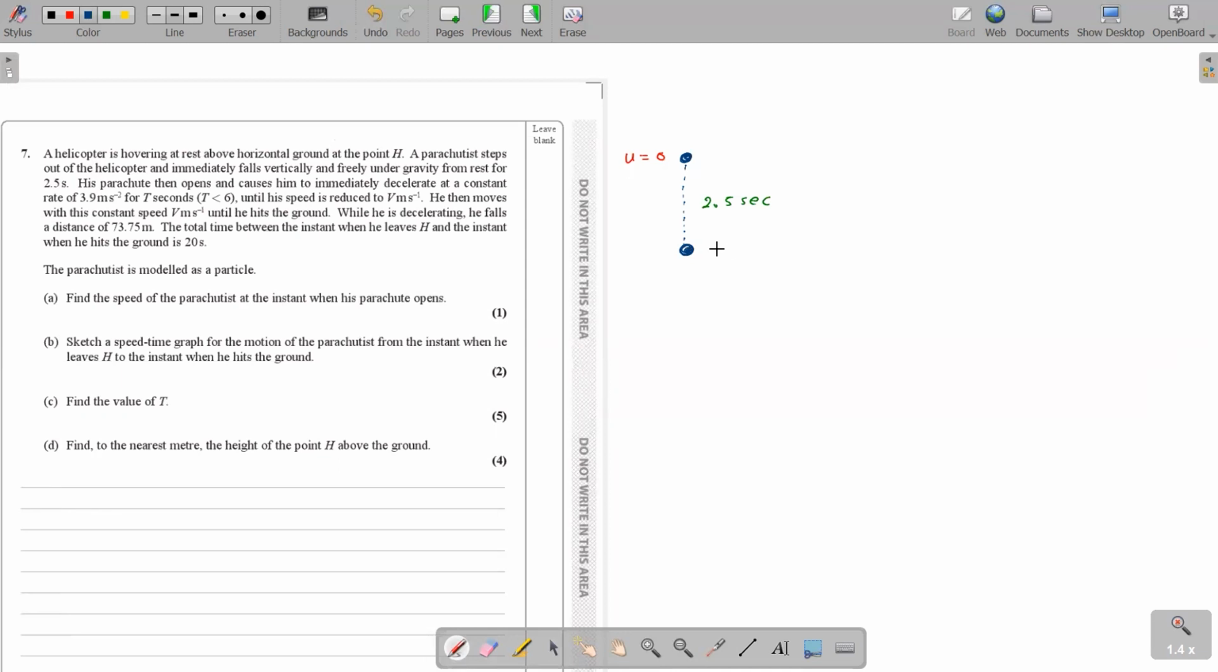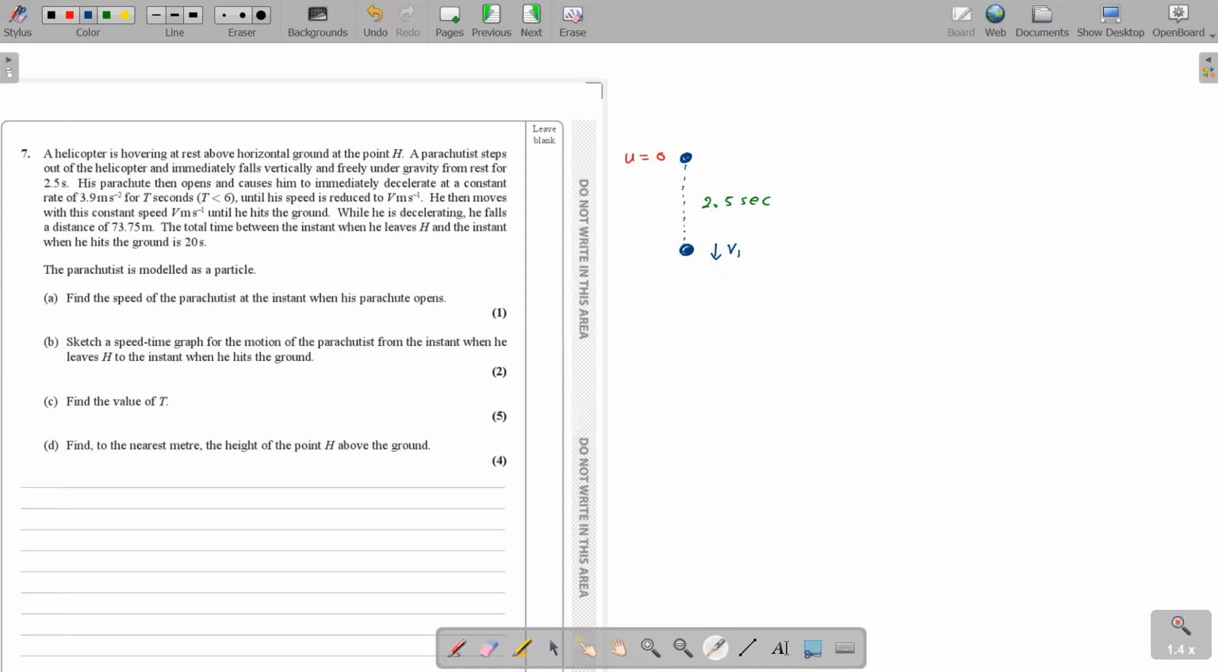And at the end of the day, let's say after he comes to this point, when the parachute opens, he achieves a speed V1. Do they give a speed here? His parachute then opens and causes him to immediately decelerate. So let's say he's freely falling and achieves a certain velocity V1, and then at this point the parachute opens. So when the parachute opens, what happens? Now is he going to continue?